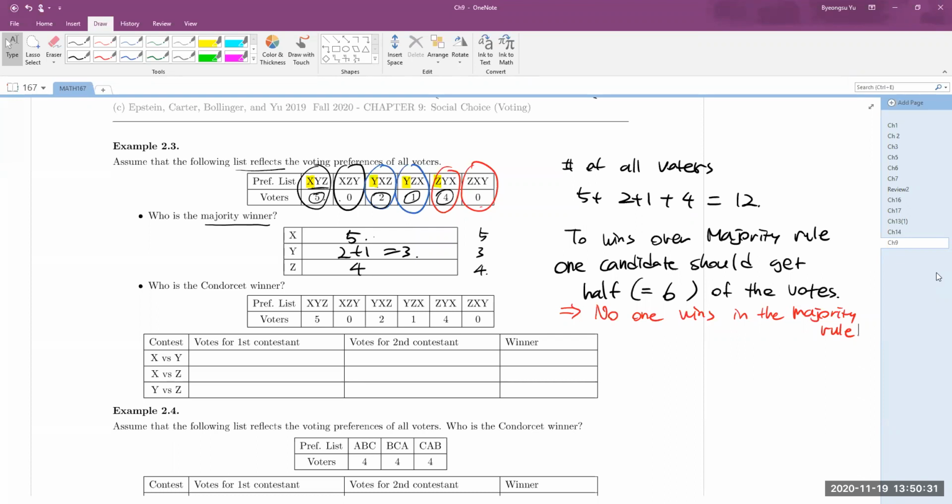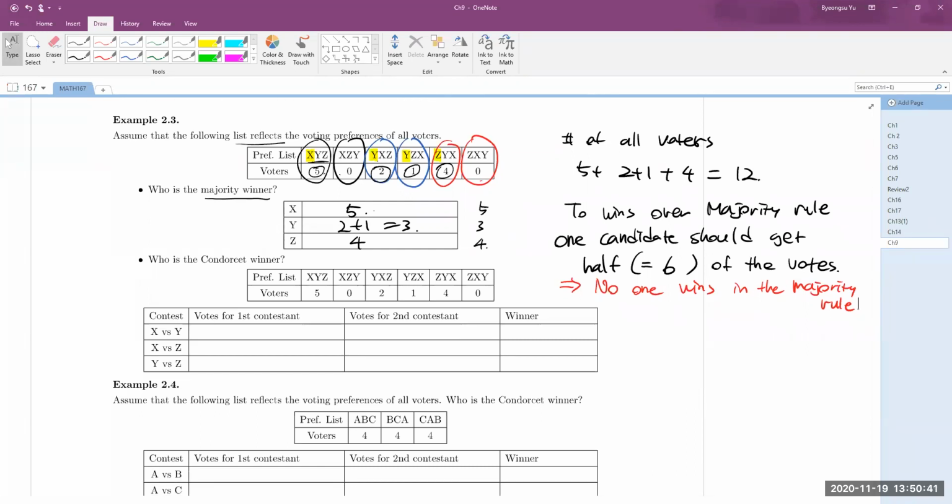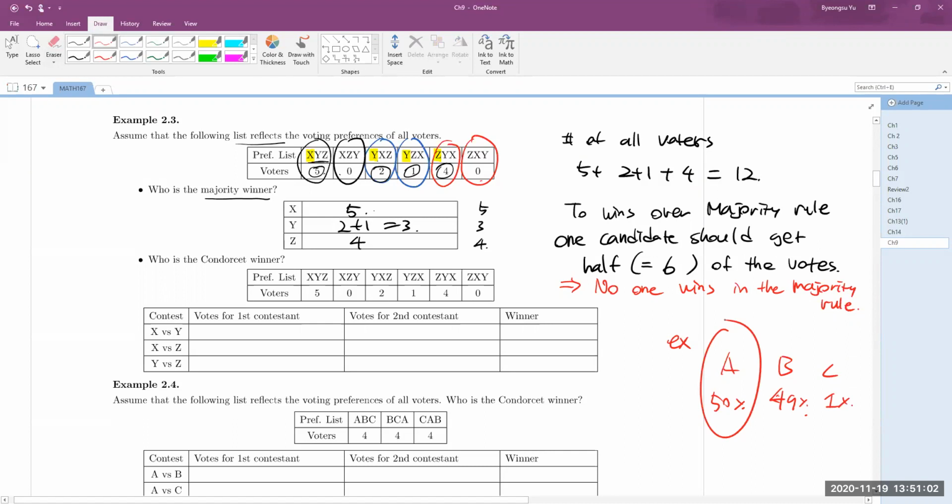So in case of only one case, the majority rule gives you no winner, even if one can get half, is when there are only 2 candidates. So for example, if A got 50% and B got 50%, in that case, there is no winner. But in this kind of case, where A got 50%, B got 49%, C got 1%, then A is the winner. Does it make sense? Okay.